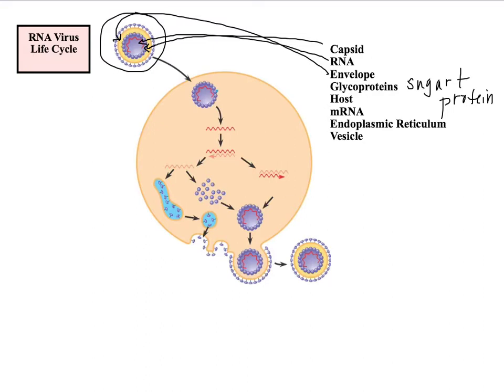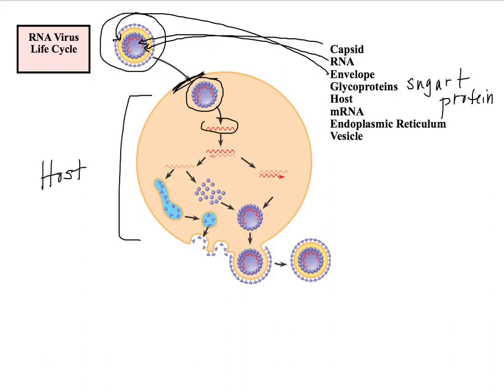And those glycoproteins are basically little signal molecules that allow the RNA virus to locate and stick to the appropriate host cell. So again, here's the host, and those glycoproteins are going to dock onto the host cell's membrane. So they're going to attach to the membrane. They're going to leave that envelope outside of the cell, and the only thing that enters the cell is the capsid and the RNA. Now let's follow what happens to the RNA.